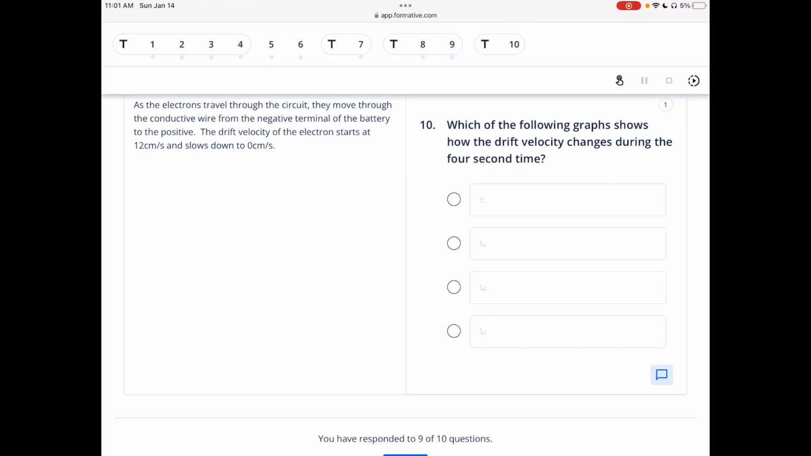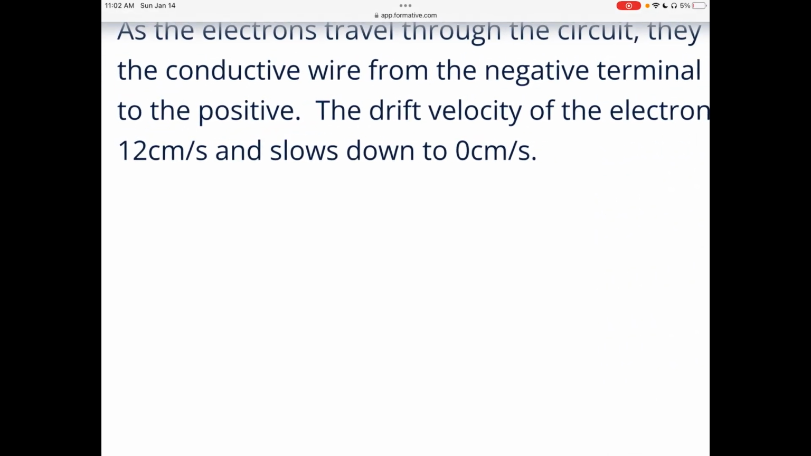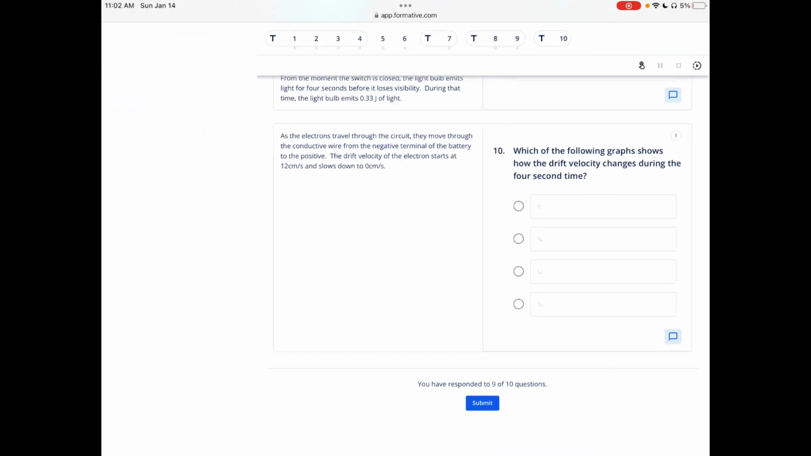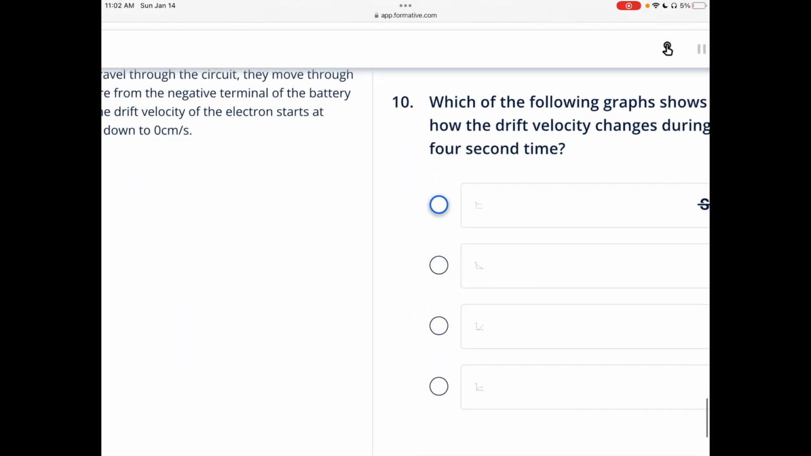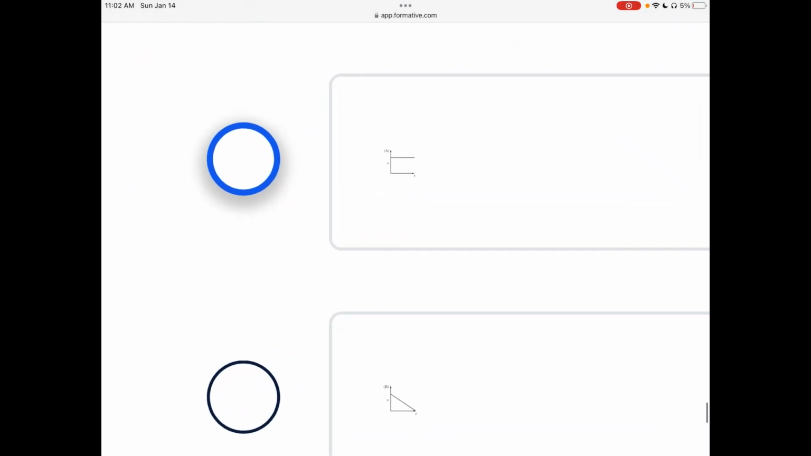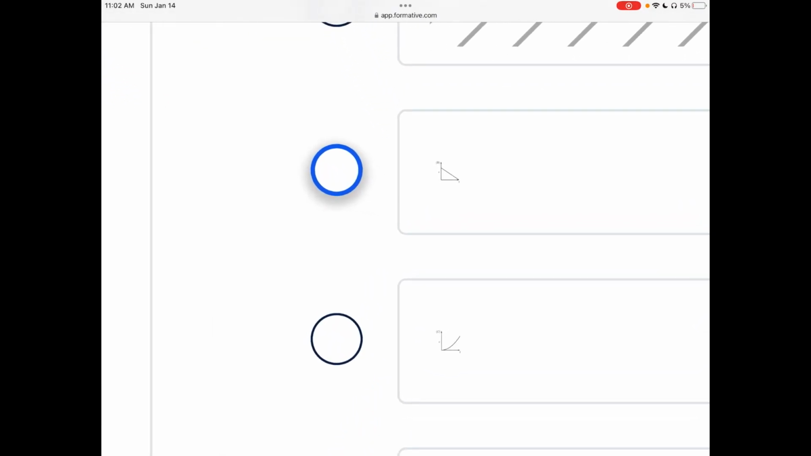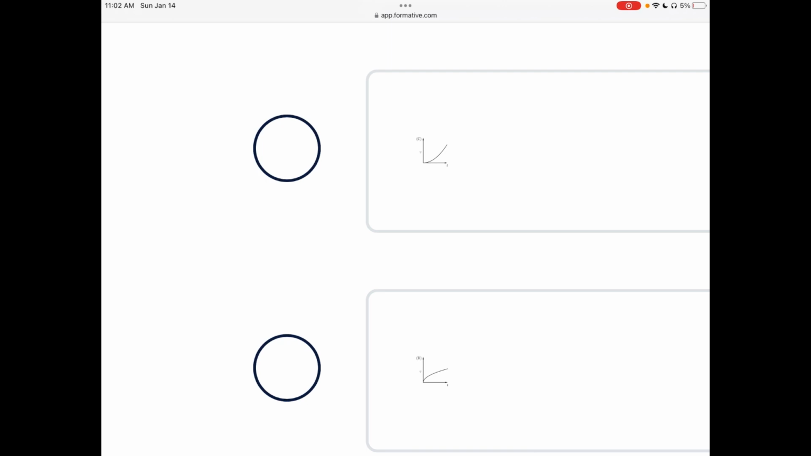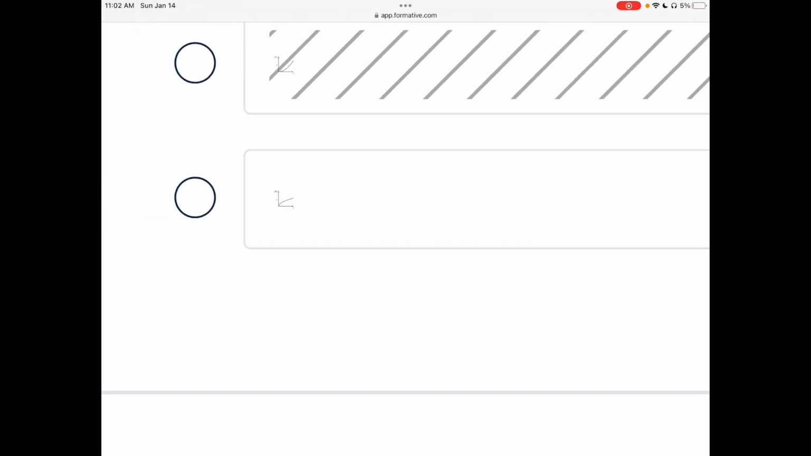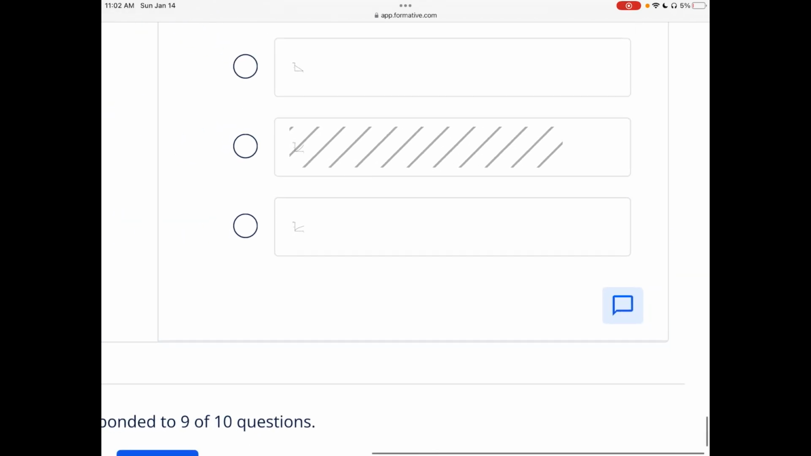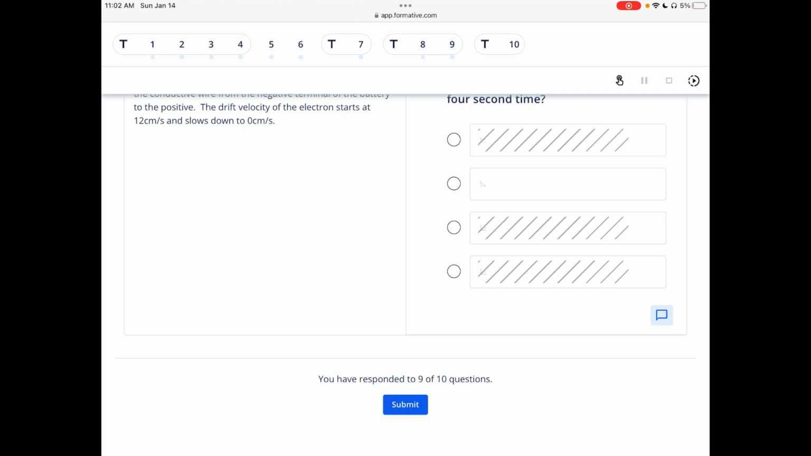And finally, which of the following graphs shows how the drift velocity changes during the 4 seconds of time? Look on the side. The velocity starts at 12 centimeters per second and slows down to 0. I know these are really tiny to see. We'll fix that a little bit later. So the velocity doesn't stay constant. It's not number 1. The velocity does decrease, so 2 is a possibility. C shows the velocity speeding up. That's not possible. And 4, it shows speeding up, so the velocity starts low and ends high. Even though it has that downward facing curve, this would still be speeding up, so still not that. It must be number 2.